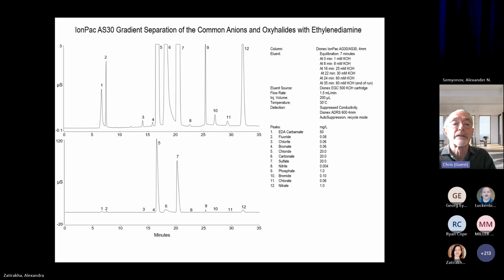And then we later designed the AS30 to further improve that separation. So here you can see a really nice separation of the carbamate from the fluoride. And it's a little bit longer retention time, but it has, I think, the highest capacity of any of the columns you're going to see today for anions. So it can really handle high sample loads and still give good separations. Next slide, please.